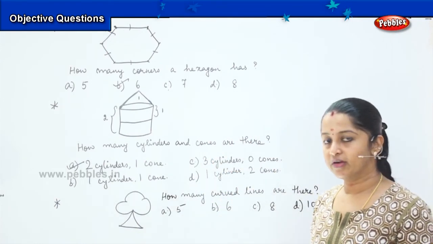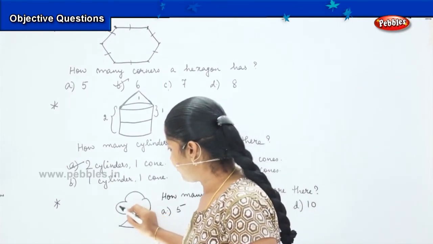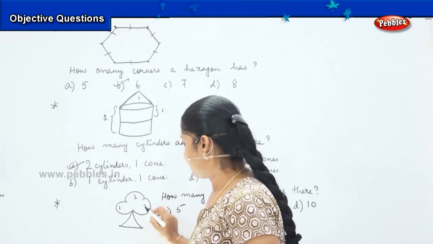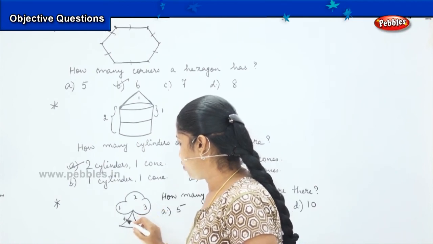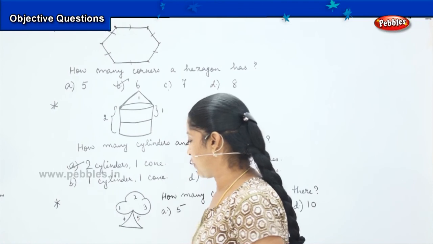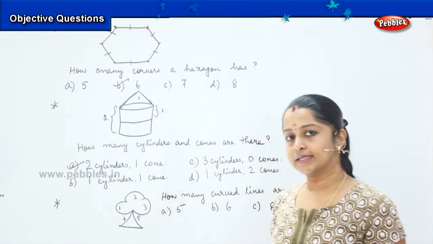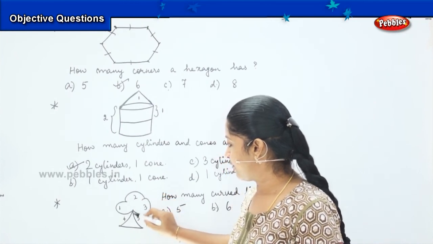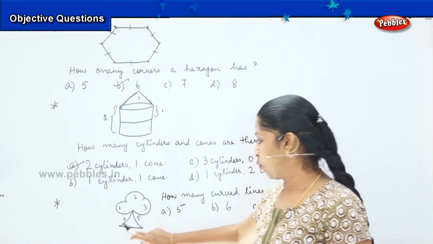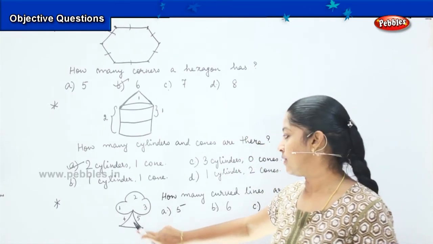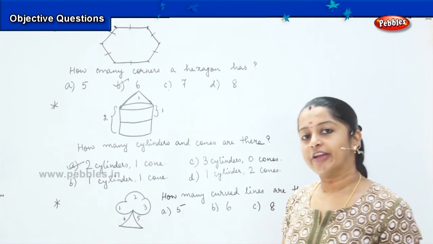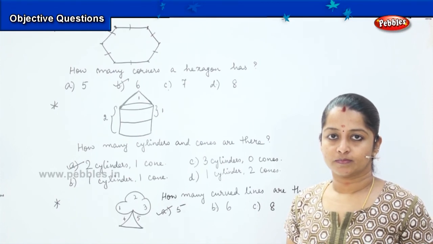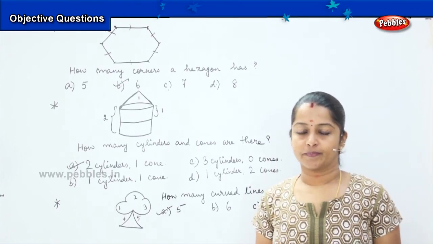So shall we count the number of curved lines? It's this one, the first, the top one, the second, the right hand side, the third one, this one, the fourth, this one, the fifth one. Okay, so how many curved lines are there, children? It's 1, 2, 3, 4, and 5. The bottom one is a straight line. It's not a curved line. So how many are there? There are 5 curved lines. So option A is the right answer. Okay? Is it clear?